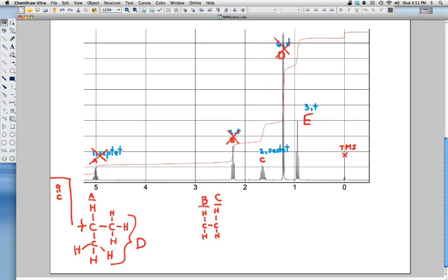So let's take a look at peak C now. Integral of 2. It's a sextet, which means it has 5 neighbors. Looking at C, to the left of it are 2 neighbors, so I need to draw 3 more neighbors. So let's draw those neighbors in. I'm going to draw another carbon, and that carbon is going to be connected to 3 hydrogens.